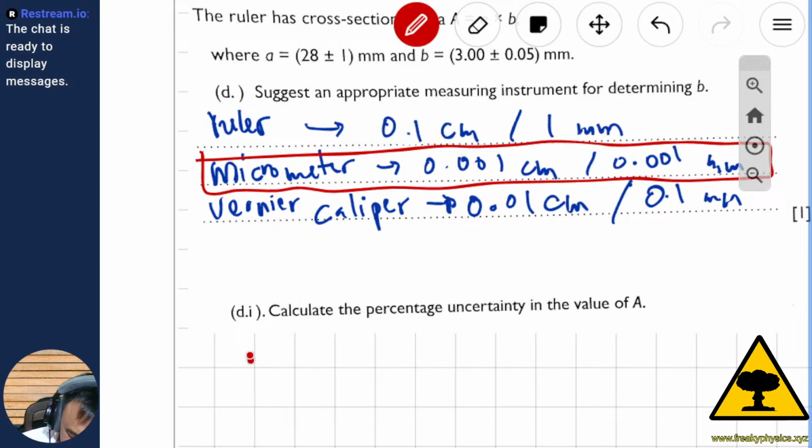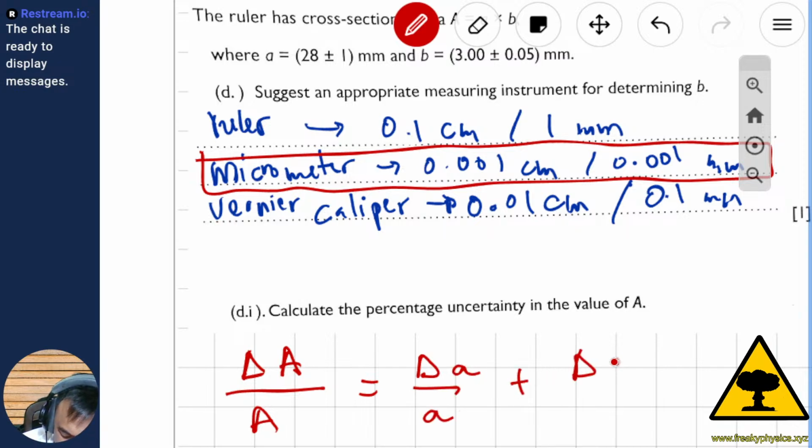So, the percentage uncertainty in A, let's just do it like this first. The percentage uncertainty in A should be equal to the percentage uncertainty in small a over A plus the percentage uncertainty in B. Then all you have to do, you don't even need to calculate the area anymore. You're just going to do delta A over A.